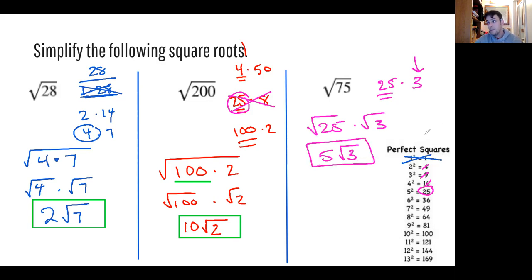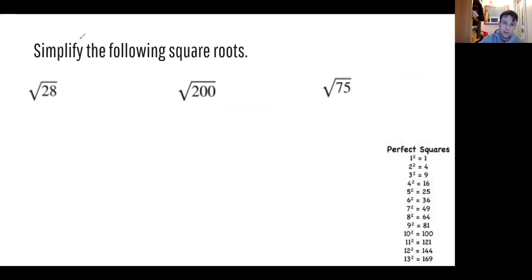The more you do these, the faster you get. Obviously, these numbers are not too big, and they can actually get fairly large when we're doing Pythagorean theorem. We could end up with large numbers, so we may need to rely on a calculator to do some of these for us. All right, let's move forward.